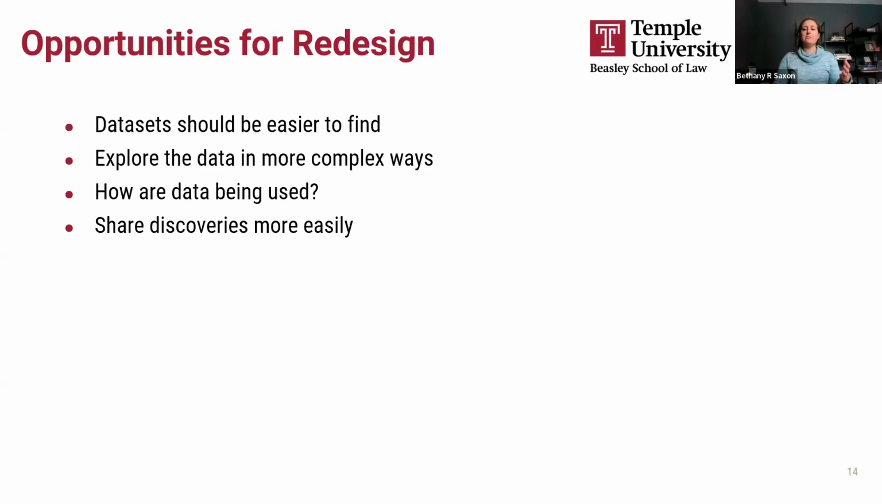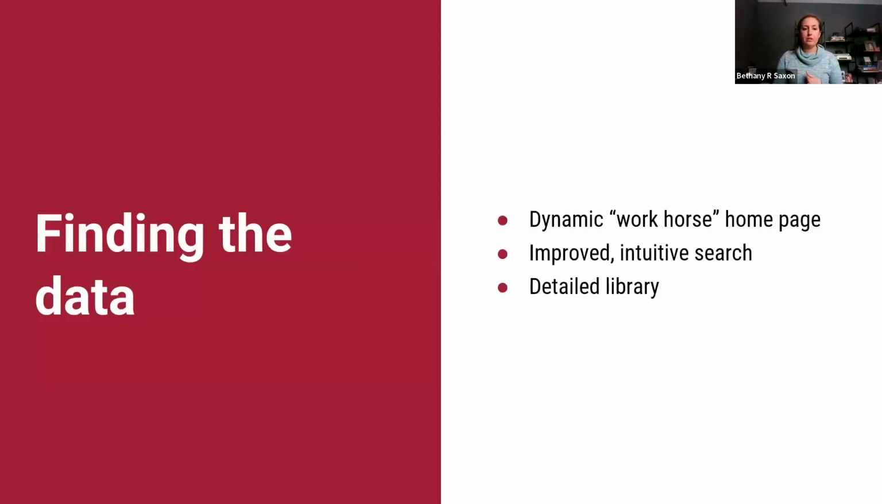They wanted to be able to see more than one condition or variable at the same time. And they wanted to be able to see how data sets might overlap. They wanted to be able to understand how data were being used and their role in research. And I think most importantly, in my role of communications, they wanted to be able to share their data and the discoveries that they made within those data a little bit more easily. So we'll start with finding the data.